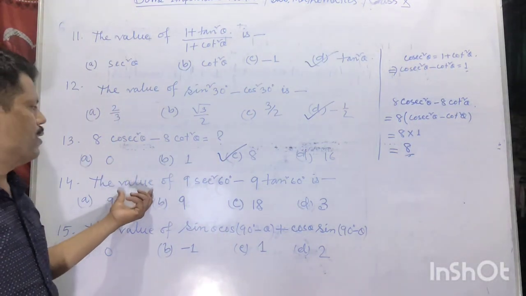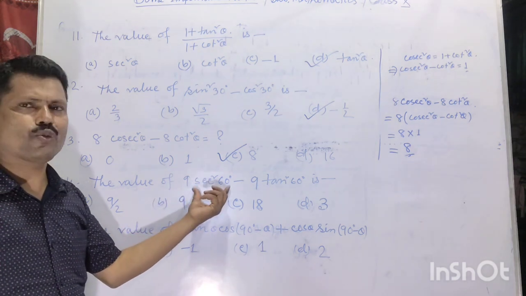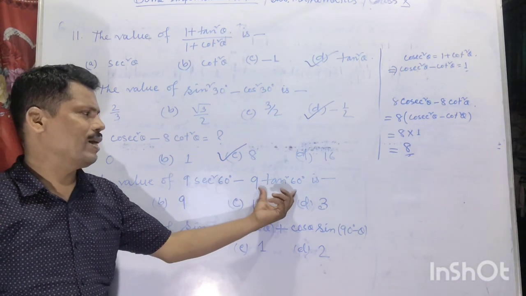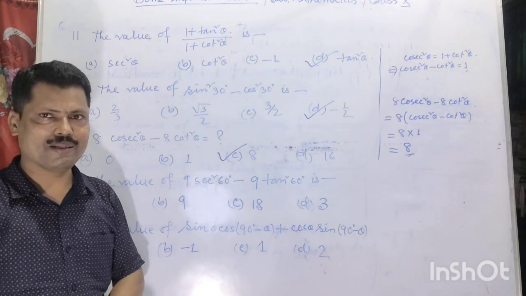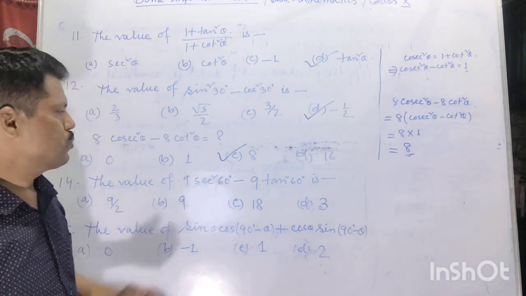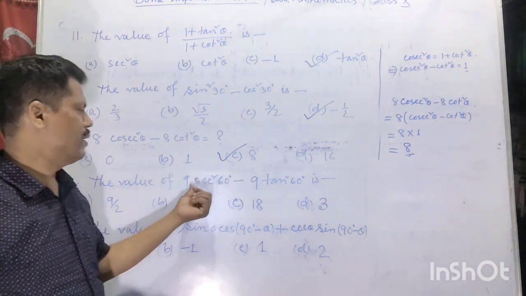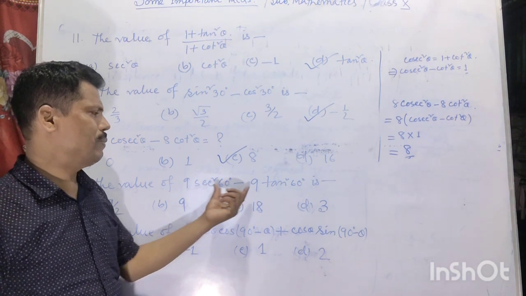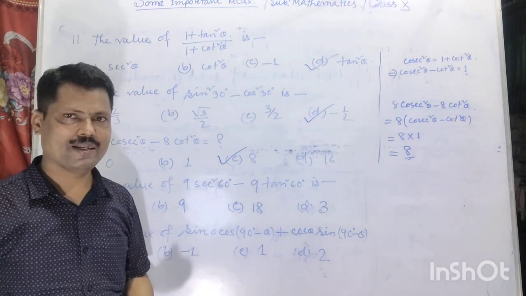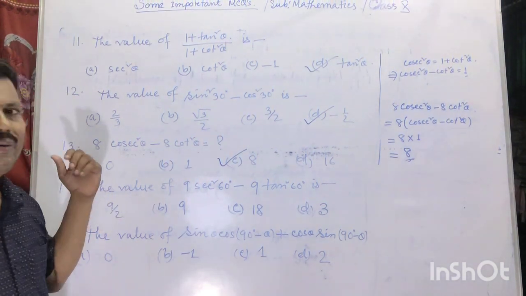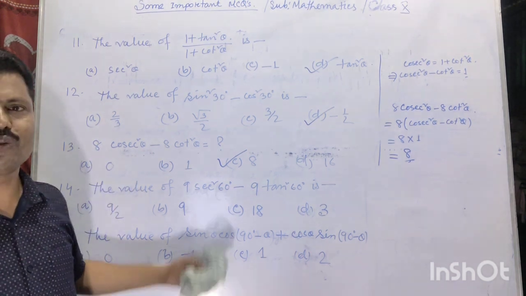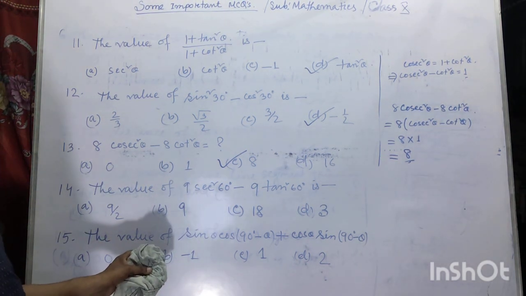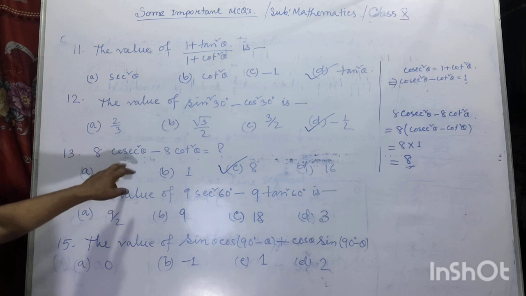Next one, the value of 9 sec square 60 degree minus 9 tan square 60 degree. So this one also we can say like this. If we take 9 common here, then sec square 60 degree minus tan square 60 degree, then what will be the value here? We have to find out here. This one is also easy as it is the same as the previous one. See here once.